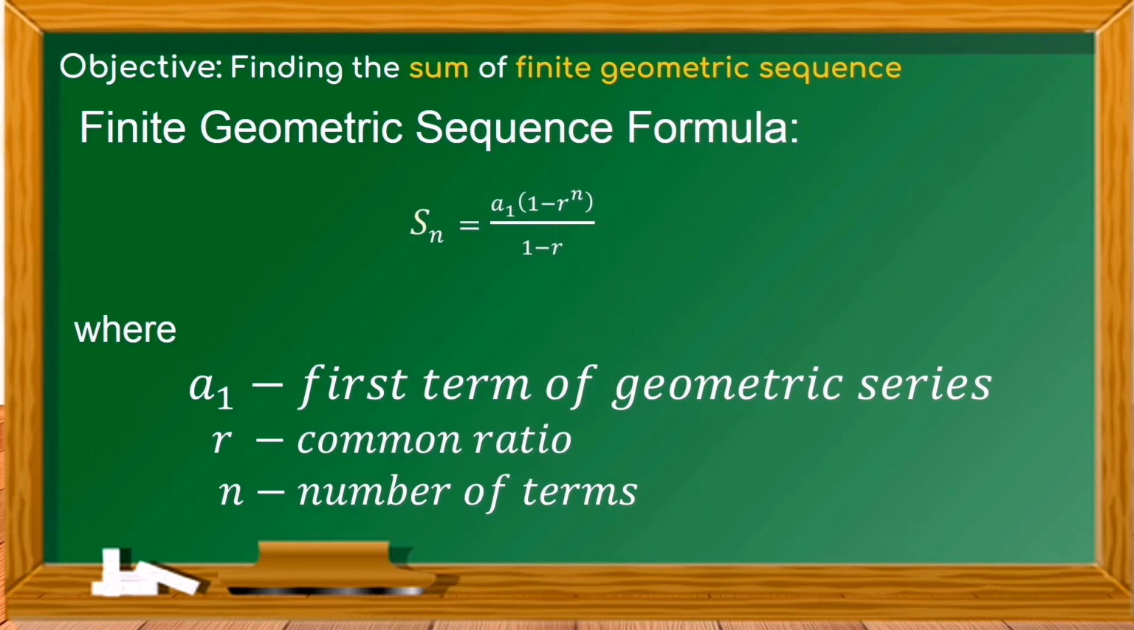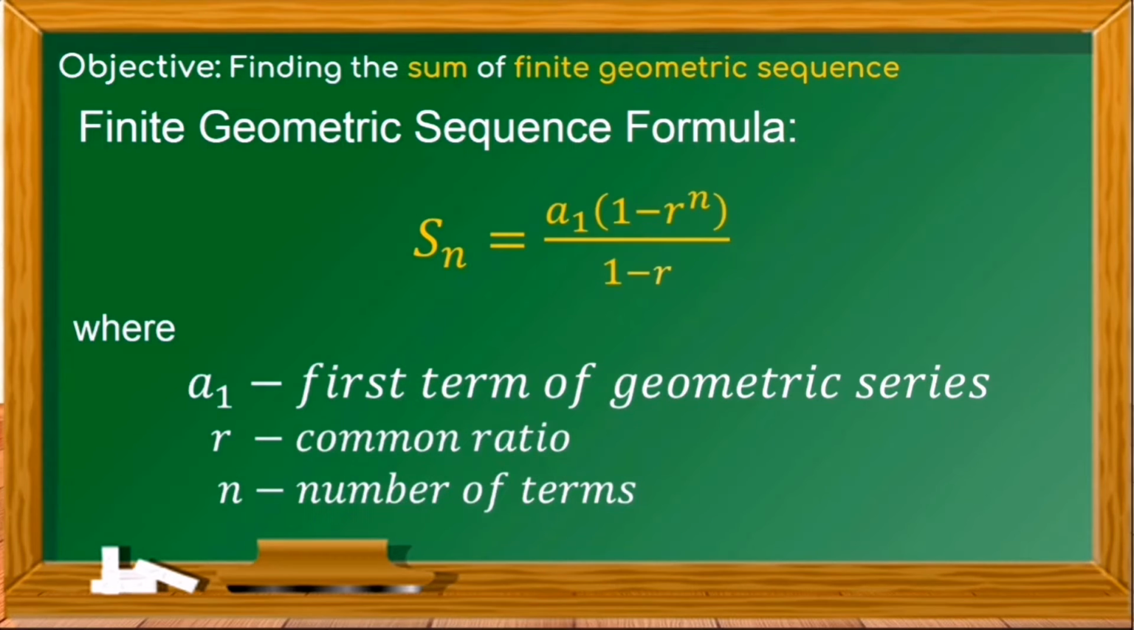Formula. S sub n is equal to the product of a sub 1 and the quantity 1 minus r to the n, divided by 1 minus r, where a sub 1 is the first term of the geometric series, r is the common ratio, and n is the number of terms.